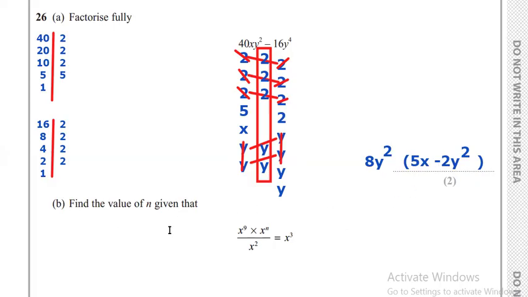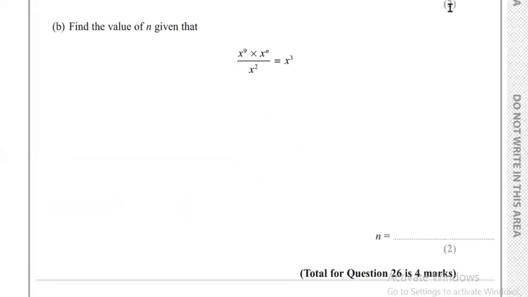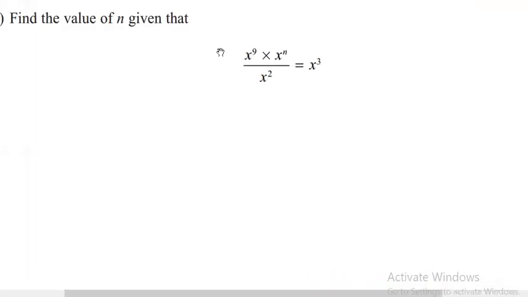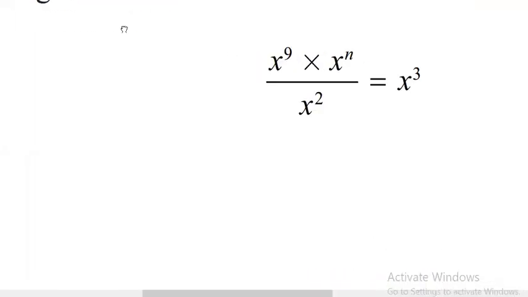Question B. Find the value of n, given that x power of 9 times x power of n divided by x power of 2 equals x power of 3. Now let's remove this, the one on top, and then go back to answer the question in this piece. So with question B, we're going to find the value of n that makes this right. Now you can see, let me zoom in so you can see it more here.